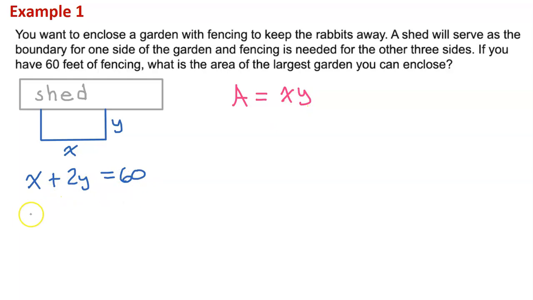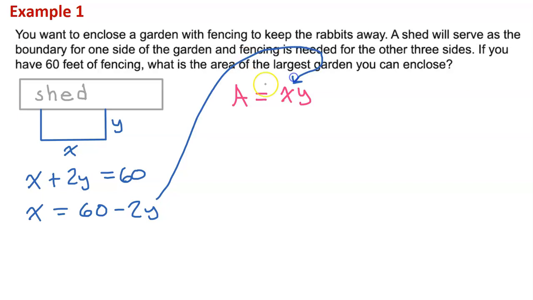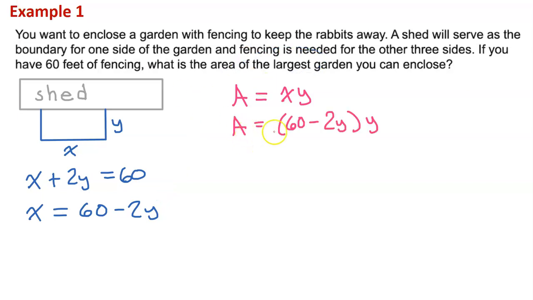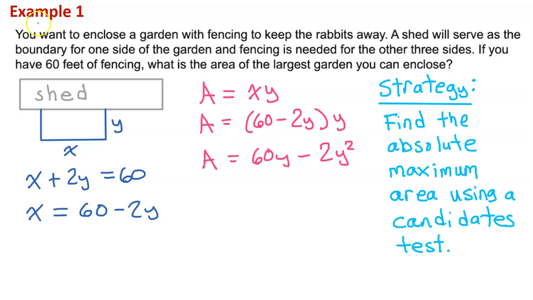Subtracting 2y from both sides, we get x is equal to 60 minus 2y. Let's substitute this expression in for x right here. So area equals 60 minus 2y times y. Distributing the y, we get area is equal to 60y minus 2y squared.